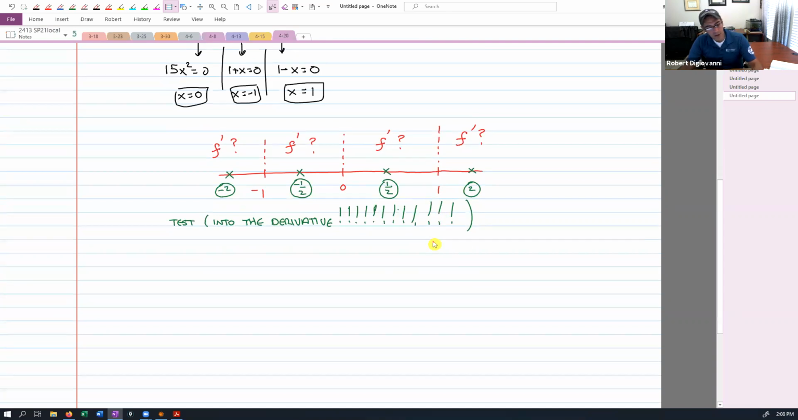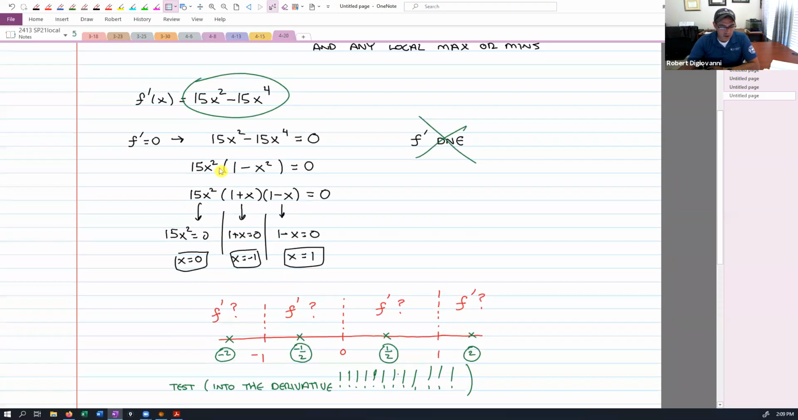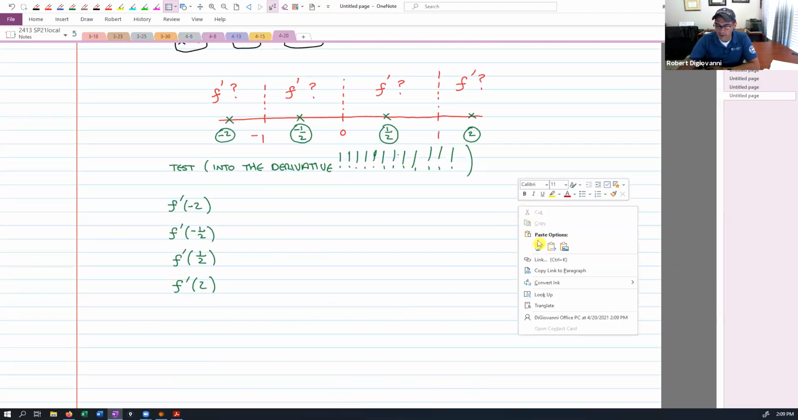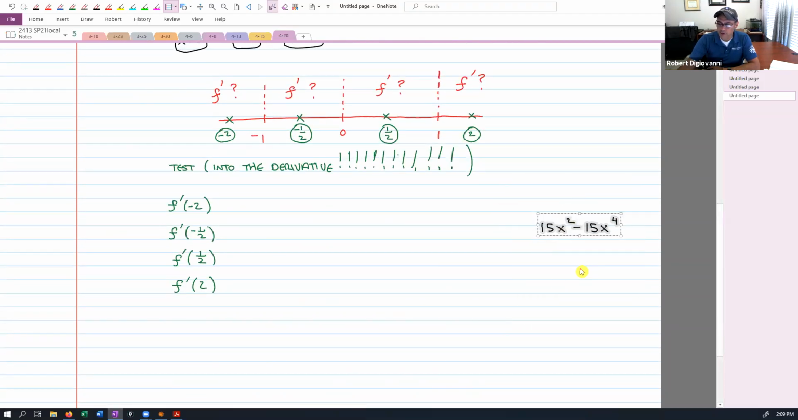Okay, here we go. I need to plug in -2 into the derivative. I need to plug in -1/2 into the derivative. I need to plug in 1/2 into the derivative, and I need to plug in 2 into the derivative. And here's our derivative right here. I'll bring it down here just so we have it. Okay, so there's my derivative, and we get to plug these numbers in.